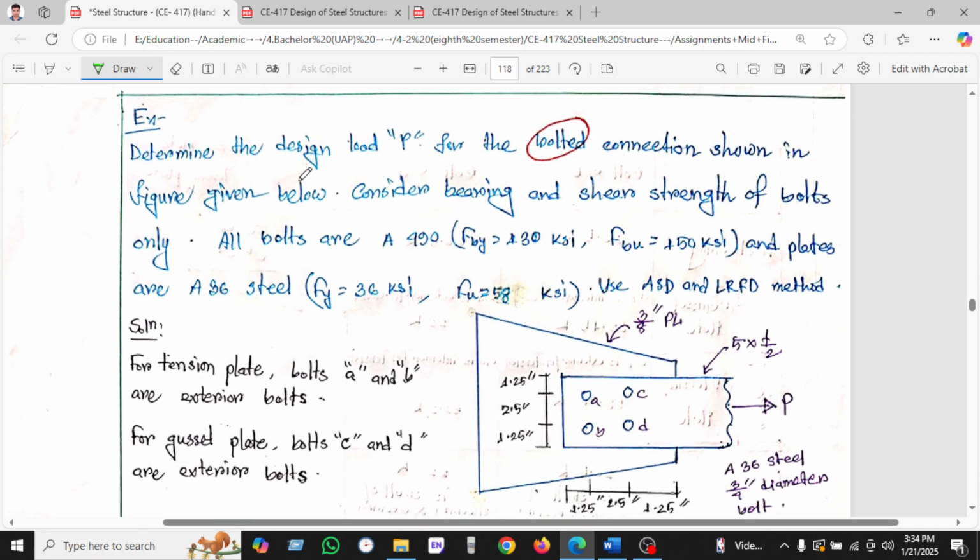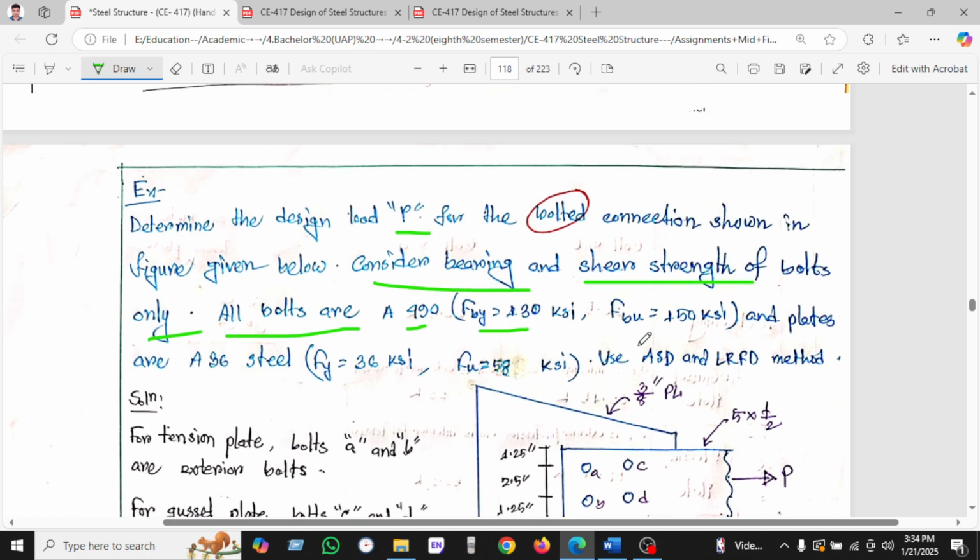Determine the design P for the bolted connection shown in the figure given below, and consider the bearing and shearing strength of bolt only. All bolts are A490, and Fy equal to Fyb is given, and Fu is given. The plates are A36 plate, with Fy equal to 36 given and Fu equal to 58. Use the AISC LRFD method.